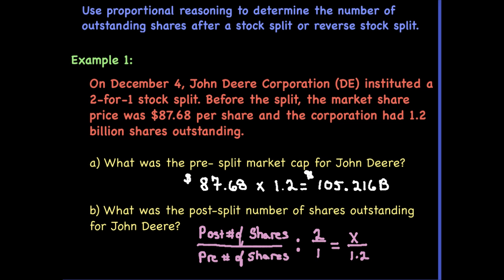From here, this is just a case of cross multiplication. X times 1 will give us X, and 2 times 1.2 will give us 2.4 billion. And that's how many shares are going to be outstanding after our 2-for-1 stock split. So let's make sure that makes sense. We started with 1.2. We're doubling our stock. This is definitely doubled. Let's try another example.